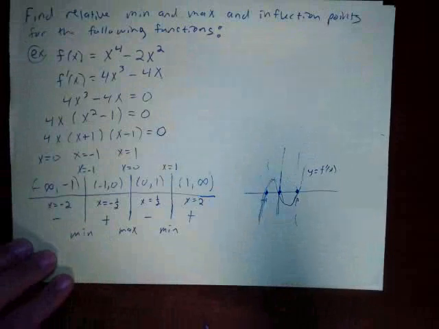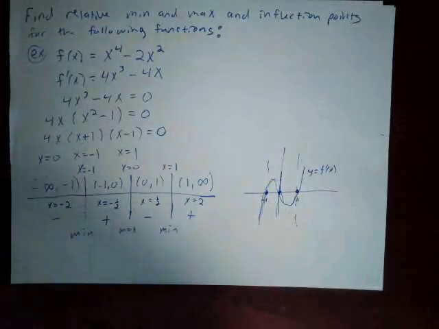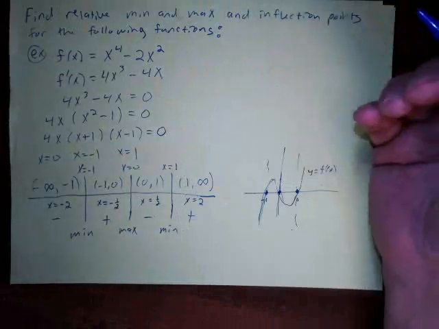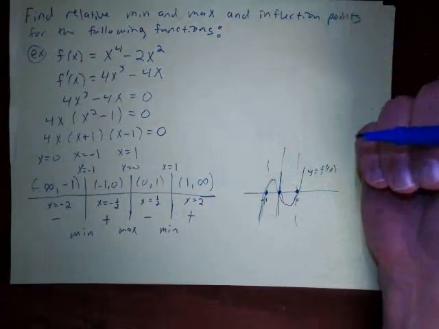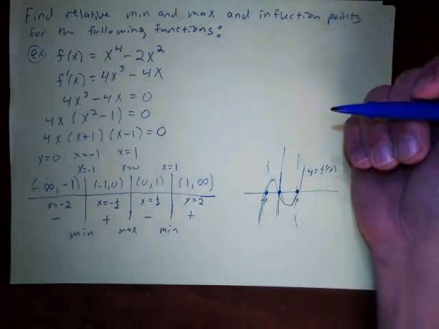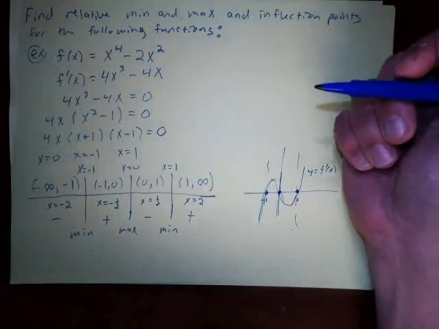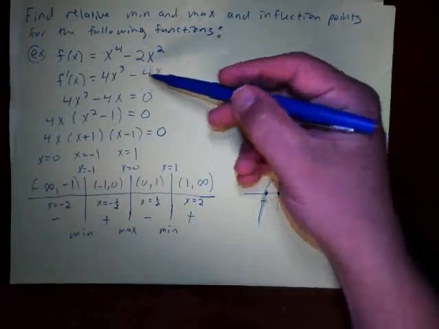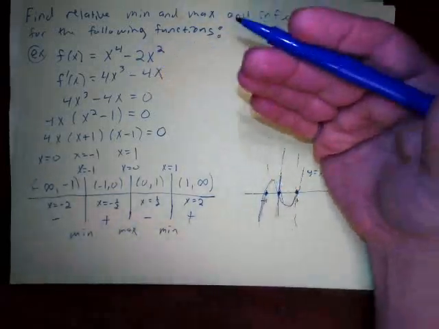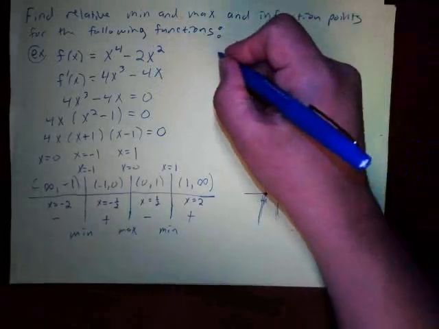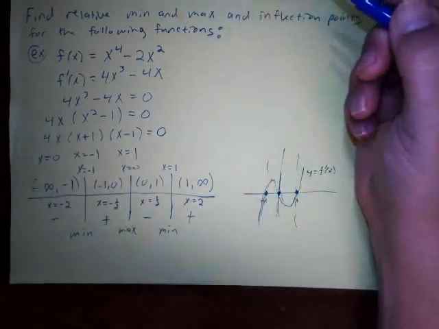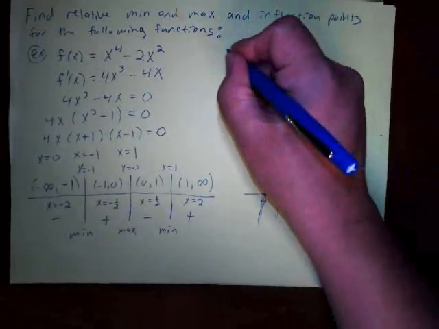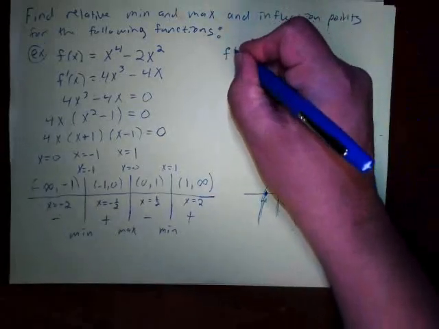Now let's find the inflection point. So an inflection point is when the derivative has a relative min or a max. And so it's going to be the critical points of this derivative, or it's when the second derivative is equal to 0. Now, when the second derivative is equal to 0, that could be a critical point, but it doesn't mean that it's a critical point. So let's actually find the second derivative.